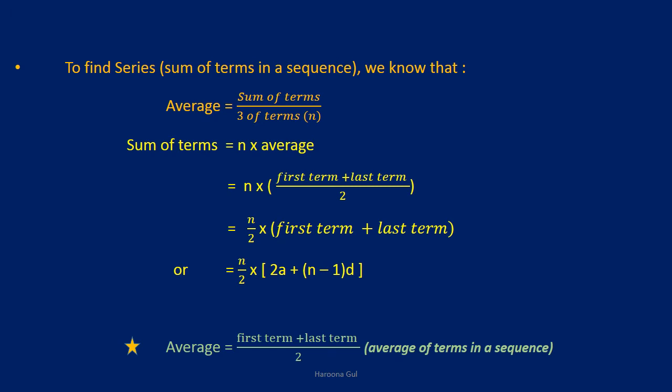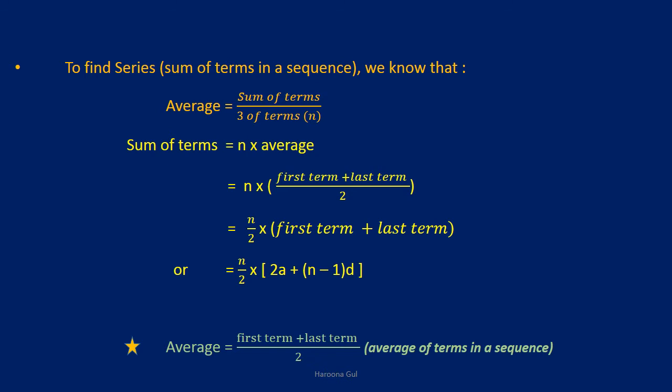Now, a series is the sum of terms in a sequence. And to find series or the sum of terms in a sequence, we use the formula which is derived from the formula of average. We all know that average is equal to the sum of terms divided by the number of terms, that is n. And if we transpose the number of terms to the other side, we will get sum of terms equal to the average into the number of terms, that is n.